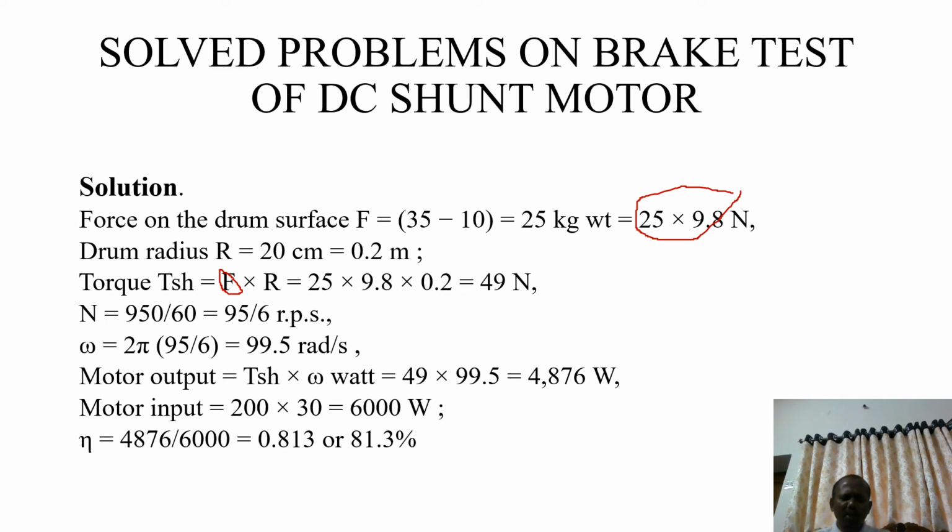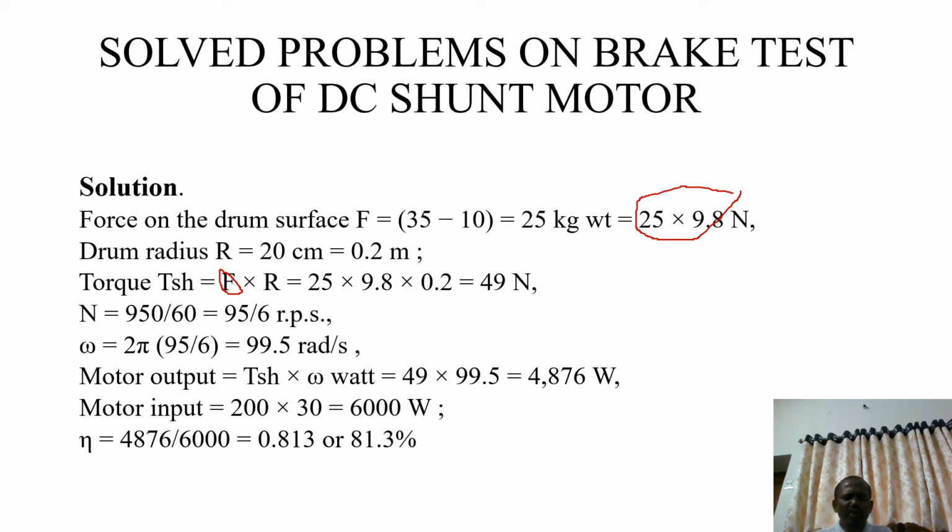Now you will get motor output, that is shaft torque into angular velocity. Shaft torque is 49, angular velocity is 99.5. Now you will get the value 4876 watts. Motor input is VI, 200 into 30, which is 6000 watts. So you have calculated the output of the motor and the input of the motor. Now you can calculate the efficiency of this motor. Eta is equal to output by input power.